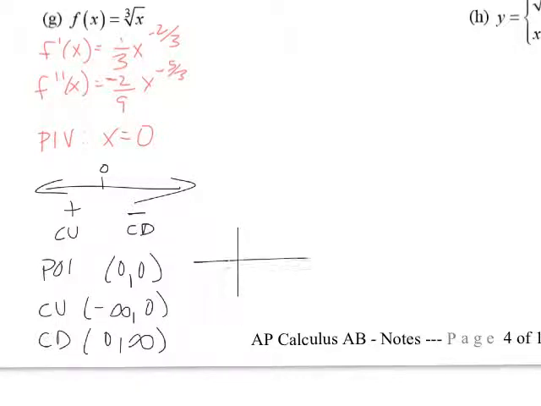And that aligns with our understanding of parent functions. The cube root function looks like that. We see a point of inflection right there at the origin, and we are concave up on the left side, and we are concave down on the right side. So there we go.